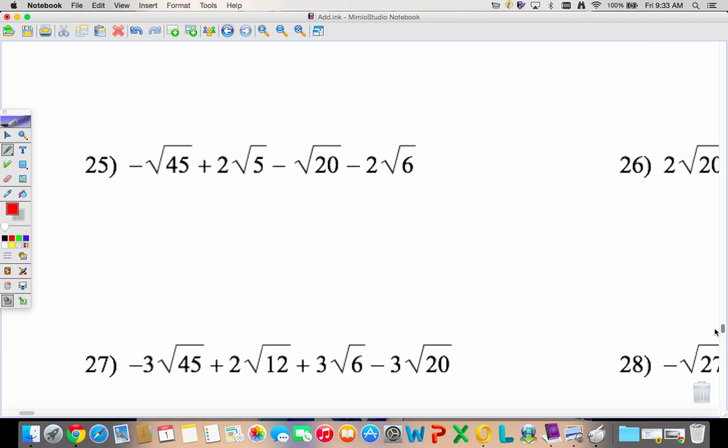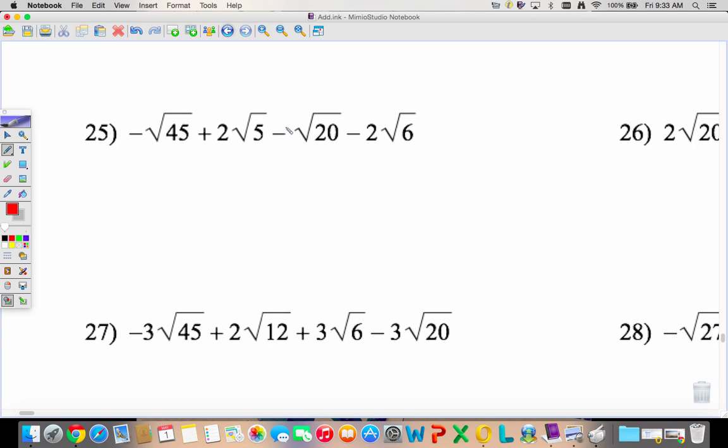Alright, last one that I'm going to do is number 25. Okay, so we have negative square root of 45 plus 2 square roots of 5 minus the square root of 20 minus 2 square roots of 6. Okay, so first we're going to focus on the square root of 45.